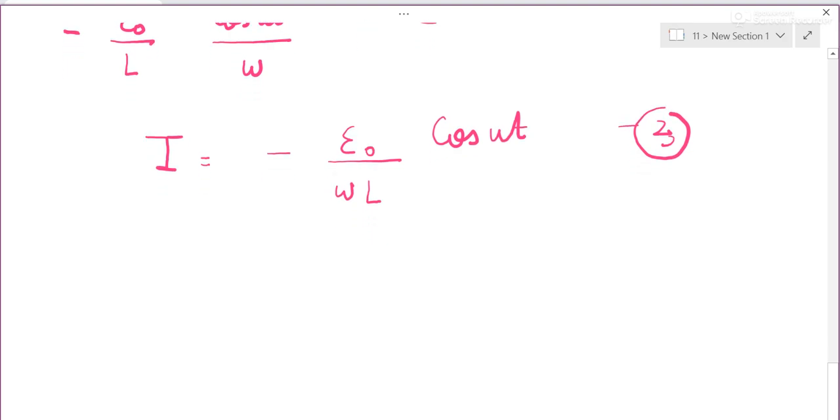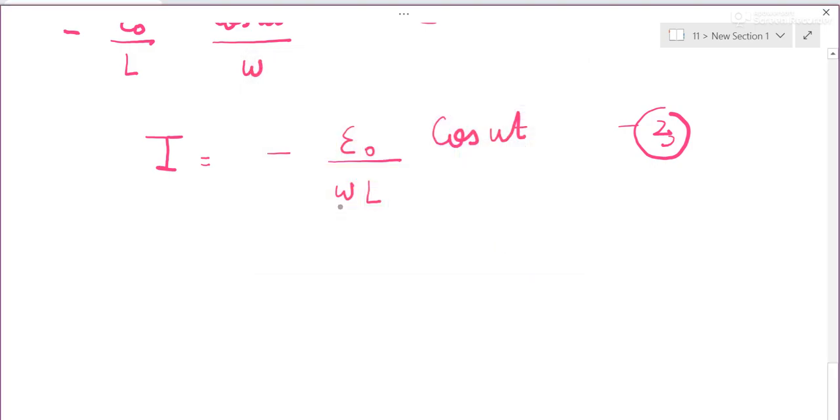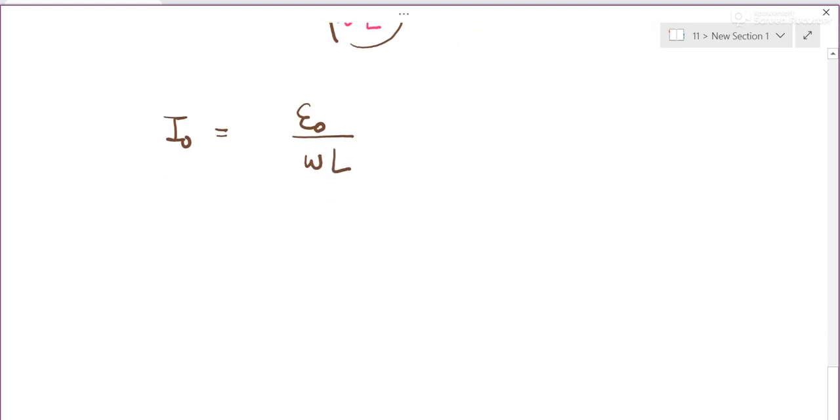But then I will take this quantity as peak current. So my peak current is equal to E naught by omega L. So I'm writing it as I is equal to I naught, minus cos omega t. This equation also I will remember. This is the current's equation.